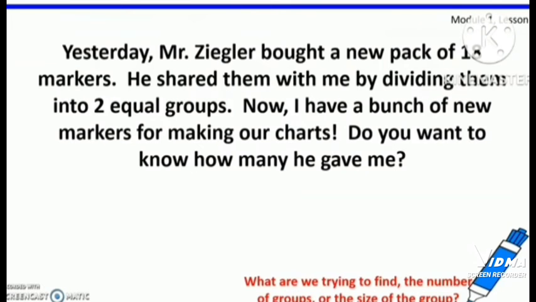Now, yesterday, Mr. Ziegler bought a new pack of markers. He shared them with me by dividing them into 2 equal groups. Now, I have a bunch of new markers for marking our charts. Do you want to know how many he gave me? In this question, what are we trying to find? Is it the number of groups or the size of the group? It is the size of the group, because the question has told us that there are 2 equal groups, and that they shared 18 into 2 equal groups.